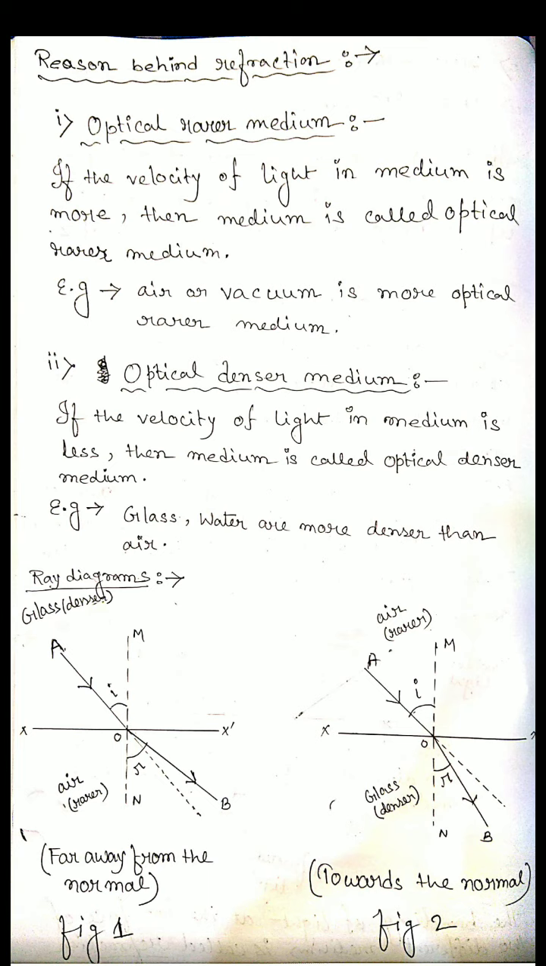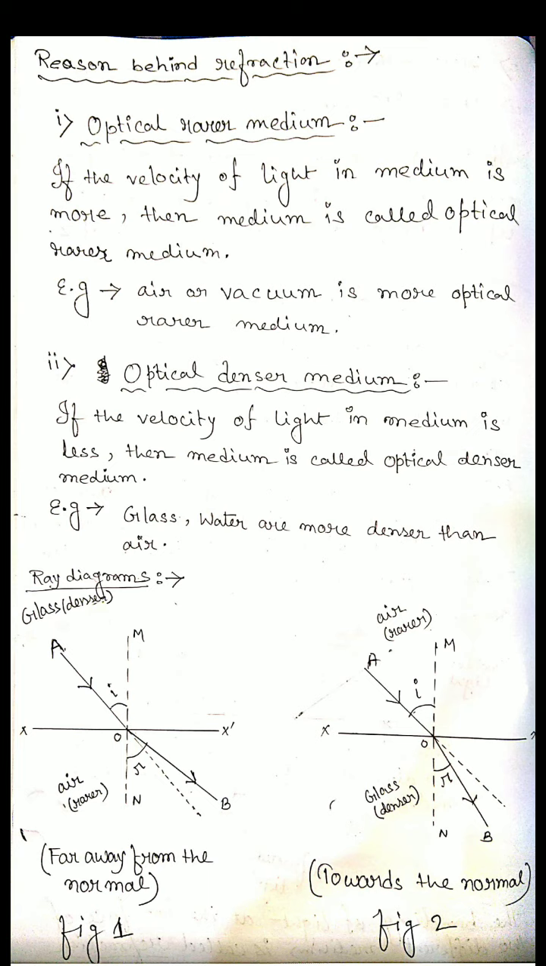Collision means what? It resists or blocks the path. If no collision is there, then nothing blocks the path of the ray of light, so its velocity will be maximum. That's why that kind of medium is called a rarer medium.